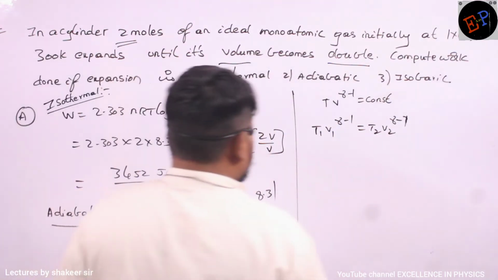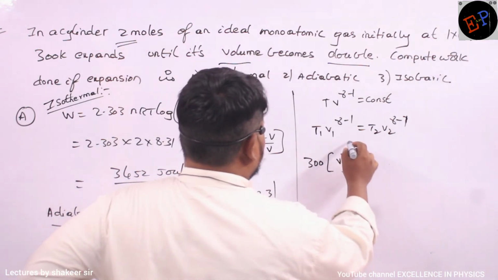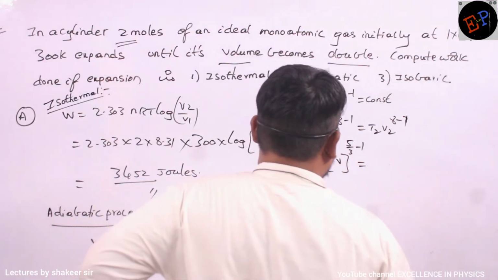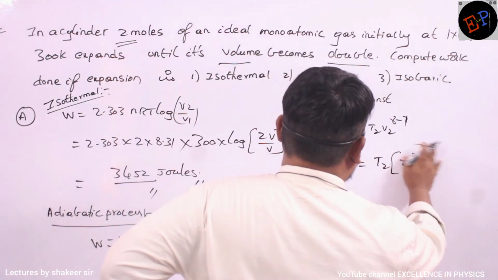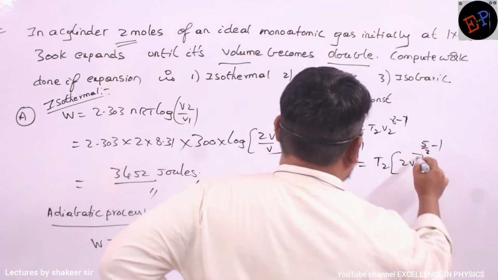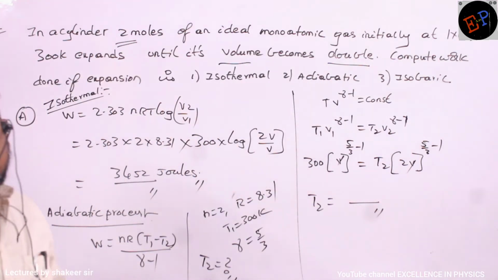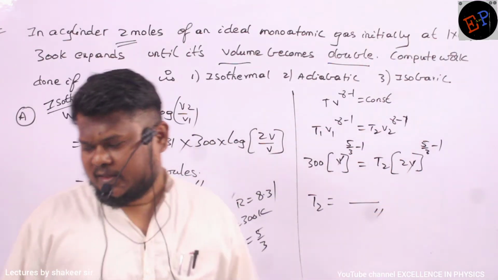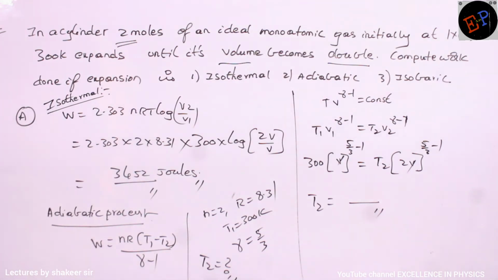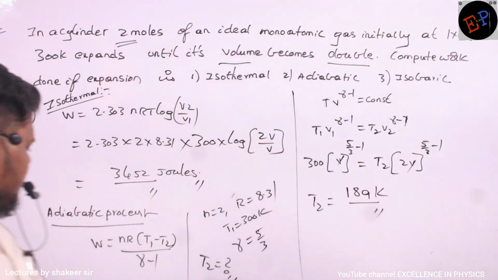So what is the initial temperature? Initial temperature is 300. Initial volume V power gamma, 5 by 3 minus 1, is equal to the final temperature, which I don't know, times final volume 2V power 5 by 3 minus 1. V and V get cancelled. Just calculate the T2 value from this; that will be my final temperature in the adiabatic process. These calculations I am not explaining, I hope you can do them. So the final temperature is 189 Kelvin. Now substitute in this equation.